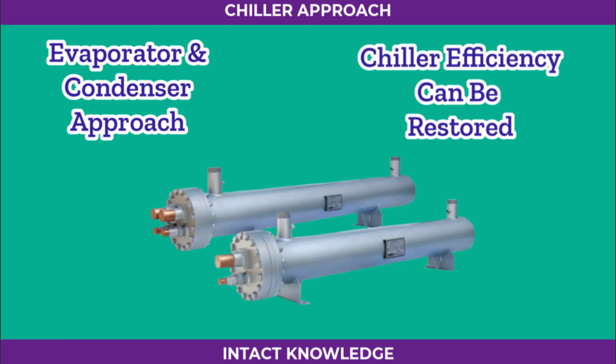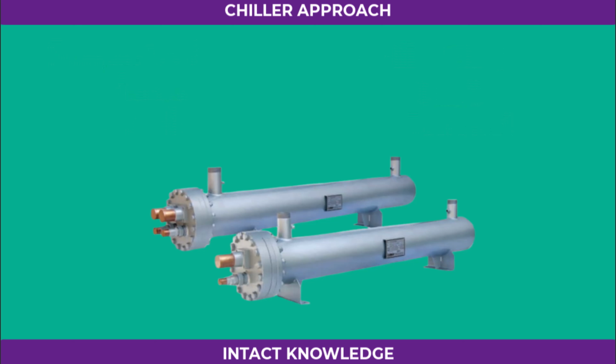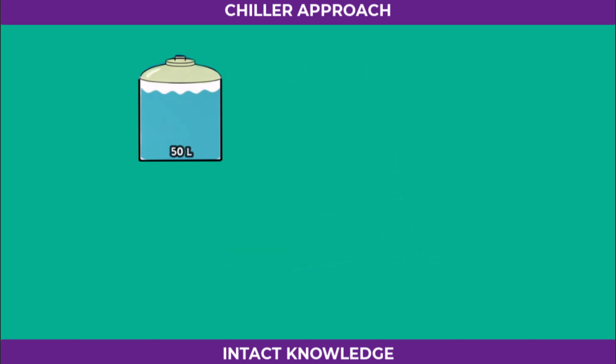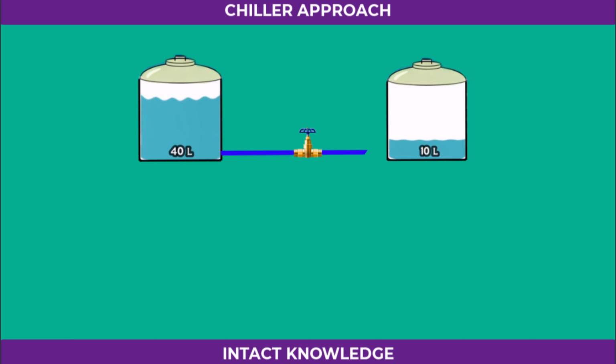Before calculating approach value, we need to understand a few basic principles of heat transfer. Knowing this will make the rest of the explanation much clearer. Imagine we have a tank containing 50 liters of water. Now, take another smaller tank with 10 liters of water. We connect both tanks using a pipe.